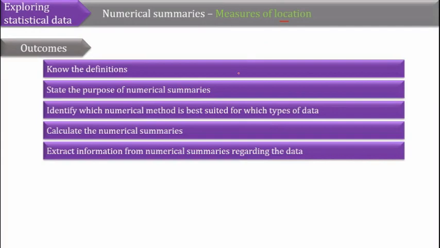In other words, measures that tell us where the data is situated on our number line or x-axis, or where most of the data is located, maybe where the middle point of the data is located. So the first thing that you must consider will be the definitions, very important. Then the purpose of these summaries, which summaries is best for which types of data. You must be able to calculate these numerical summaries, and then the most important, extract information. Right, so extracting information is really right up there with knowing the definitions.